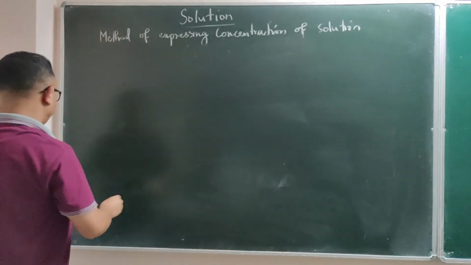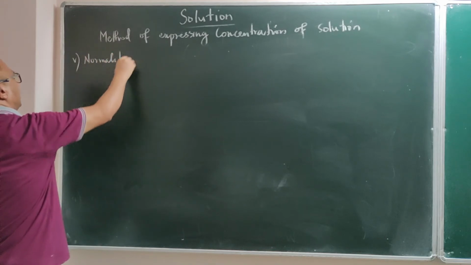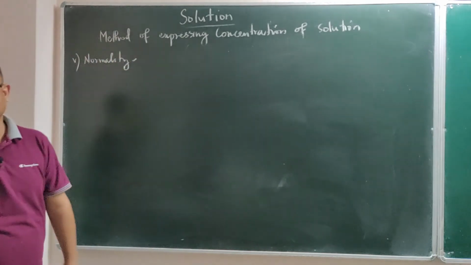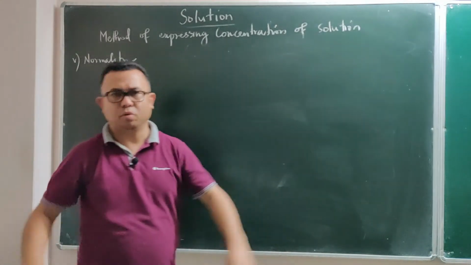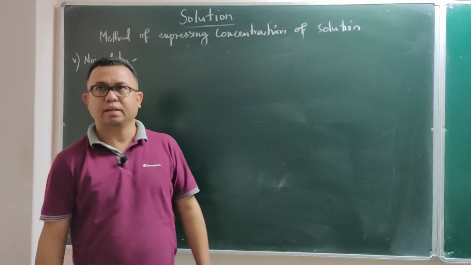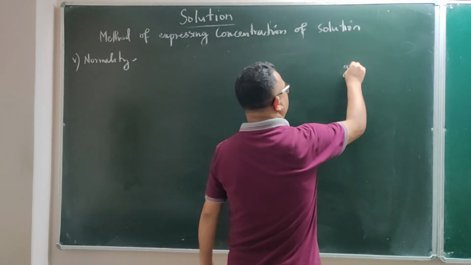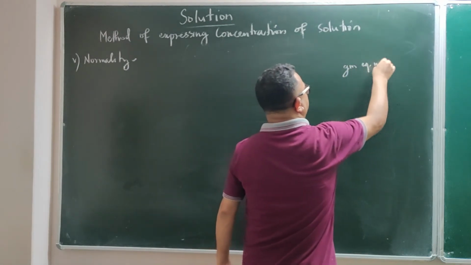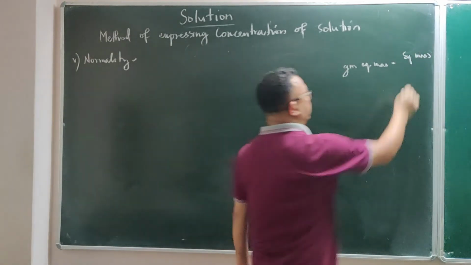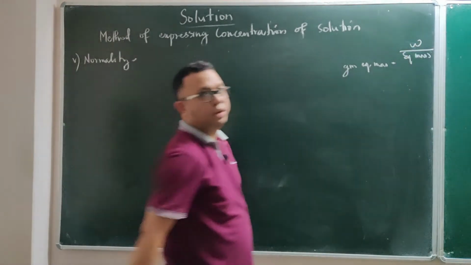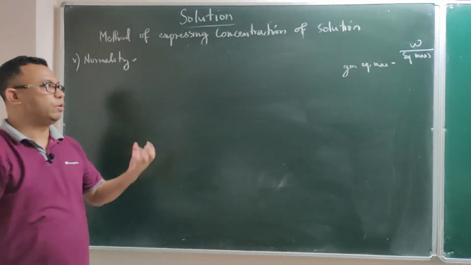Next one is normality. Now normality uses equivalent mass. And what is equivalent mass or gram equivalent mass? I don't want to go into detail about what equivalent mass is since you have learned that already in class 11. Whatever is the weight of the substance, that weight when divided by the equivalent mass is what is going to give you gram equivalent, or we call it gram equivalent mass.